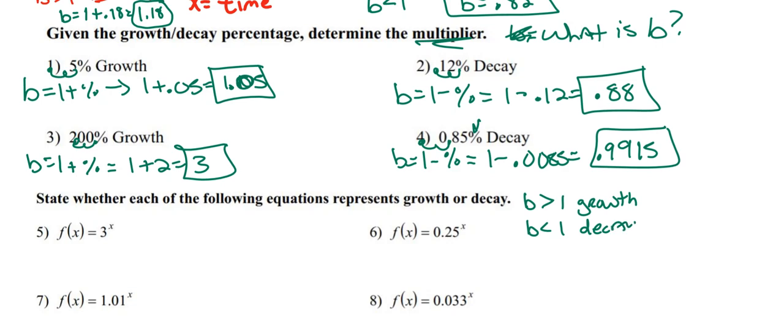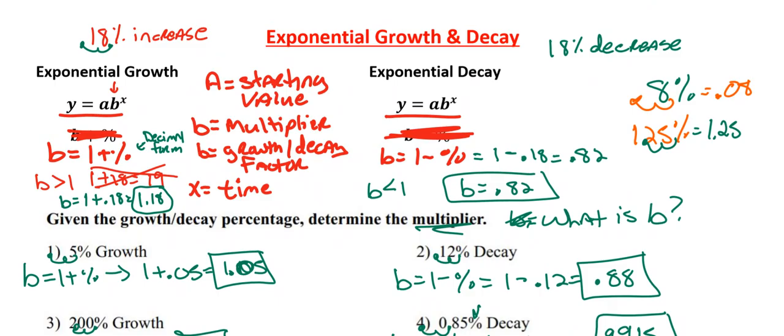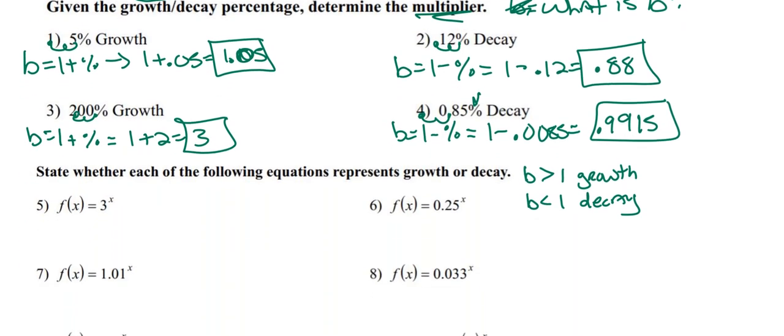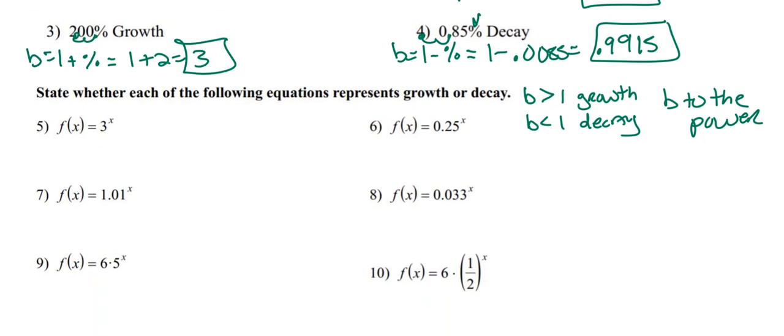Now, these problems look a little different than the equations in the beginning where it says a. But the key thing to remember here is that b is the thing that's going to the power. So whatever thing is going to the power is b. So when we look at the first one, number 3, b is therefore 3 because that's the thing that's going to the power. So 3 is greater than 1, so this is growth.